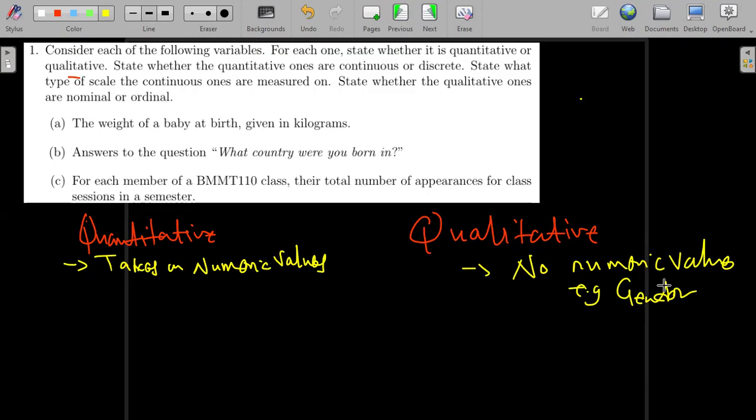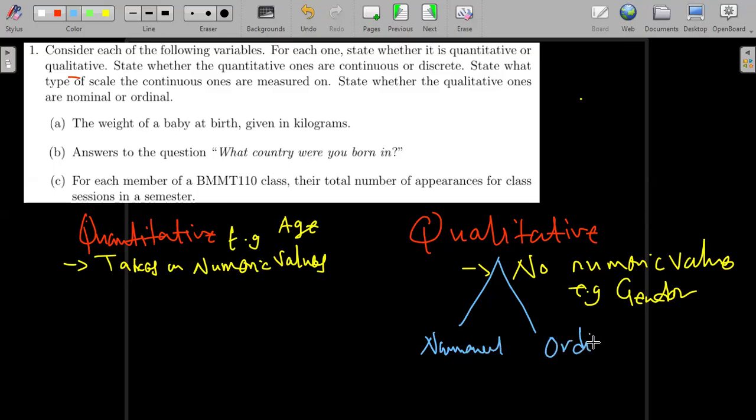We said quantitative takes on numeric values, right? So for example, we can say age. When they ask you, how old are you? You say maybe, I'm 24, 16 years old. There will be a number somewhere there. We're going to call that variable a quantitative variable.